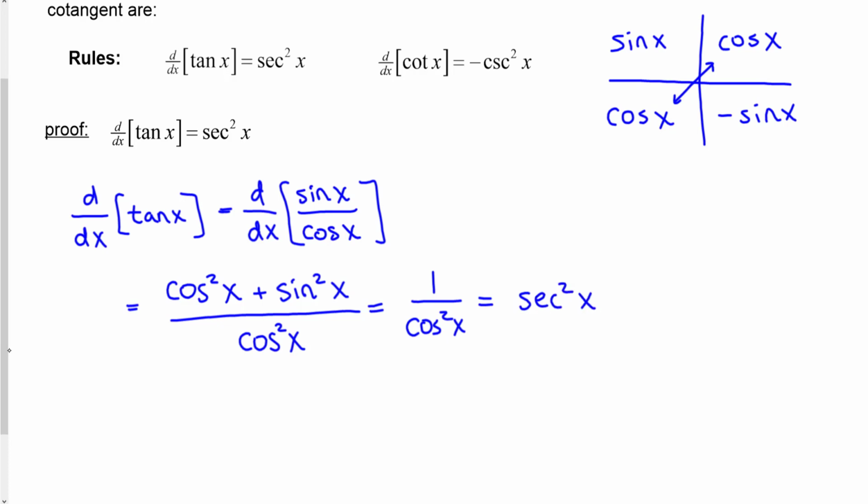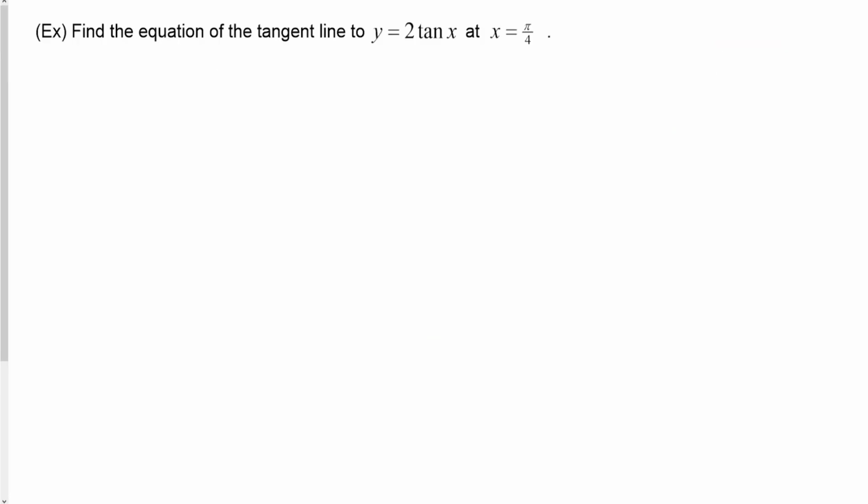I'm not going to do the proof of cotangent. It's nearly identical and doesn't really give us much more insight. So, moving on. Let's do an example, but let's find the equation of the tangent line to y equals 2 tangent x at x equals pi over 4.